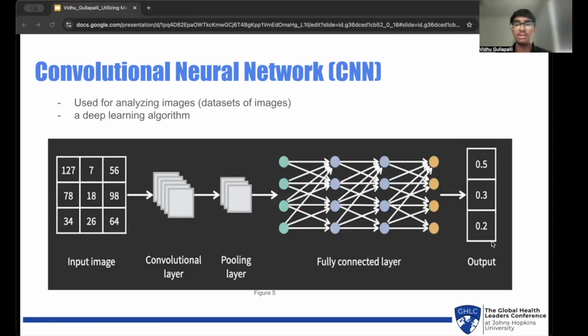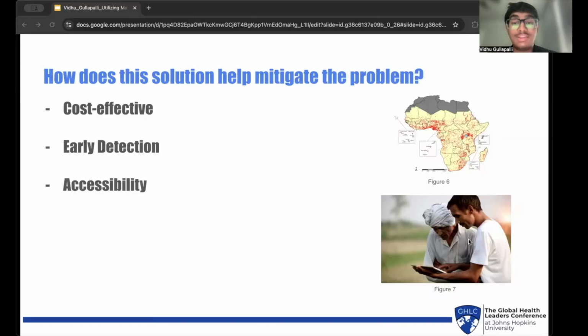And finally, the output layer. This layer takes everything the network has learned and turns it into the final answer. For the tongue scanner, the output layer gives a score or probability for each possible category. This solution helps address the problem in the following ways.